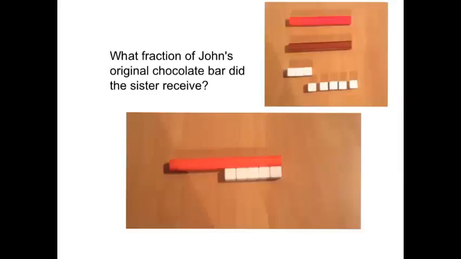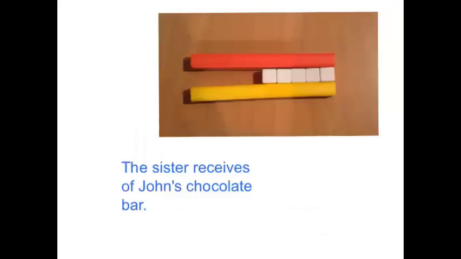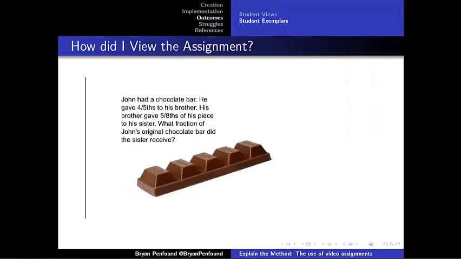We need to take the 5/8 that she received from one brother and compare it back to our original whole, John's chocolate bar. To verify that the sister receives half of John's chocolate bar, we take 2 yellow Cuisenaire rods, which make up 1 whole of John's original chocolate bar, showing that she indeed did receive half of John's chocolate bar.